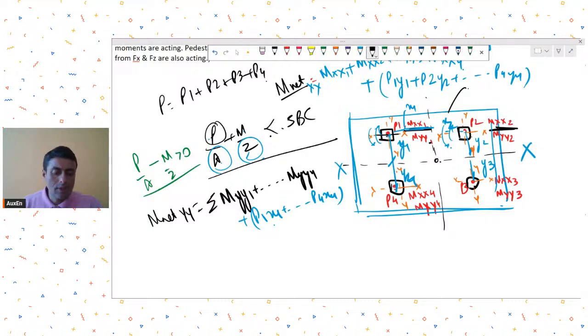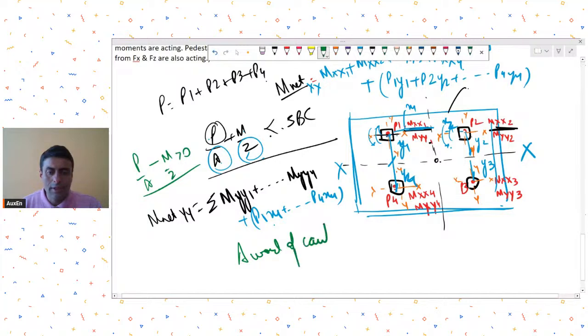This is the way you will have to approach this problem. Now, the things missing over here: a word of caution, if the loads were numerically equal, P1, P2, P3, P4 were numerically equal, and MXX1, MXX2 were counterbalancing each other, then things would have been simpler.